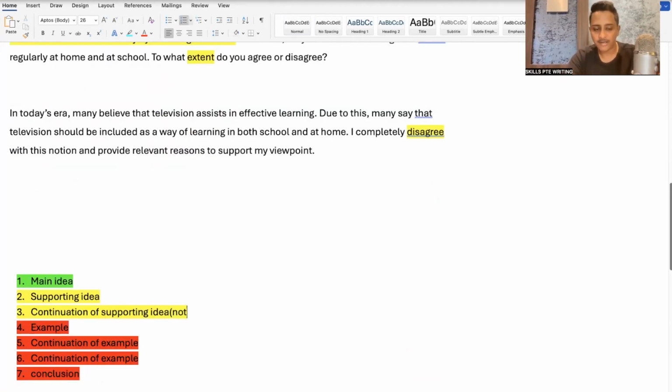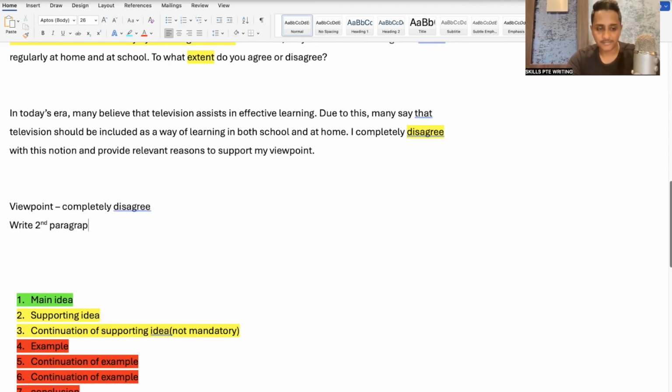This is not mandatory, but for example, 101%. I need 3 to 4 sentences. I'm going to give you a viewpoint. Please pay more attention. मैं आपको viewpoint दे रहा हूँ. The viewpoint is completely disagree.